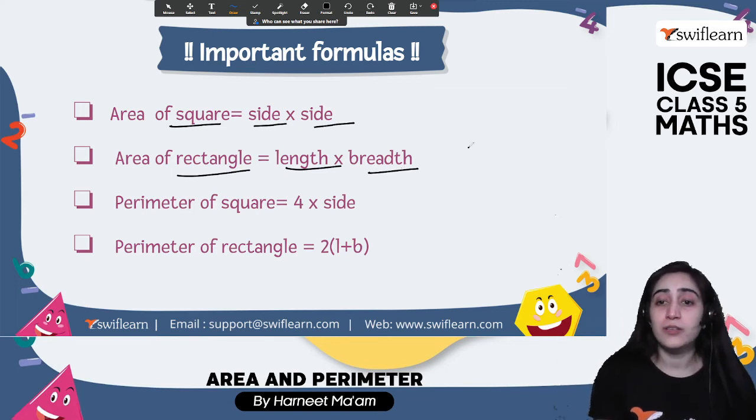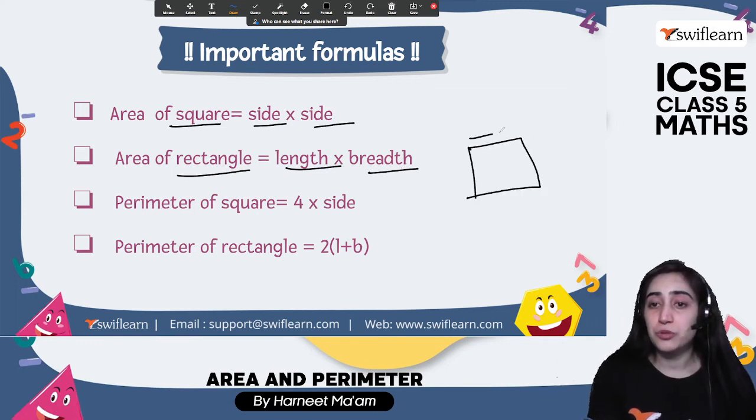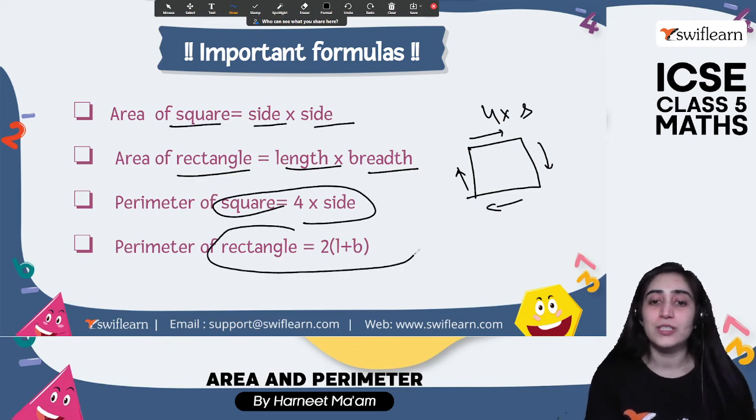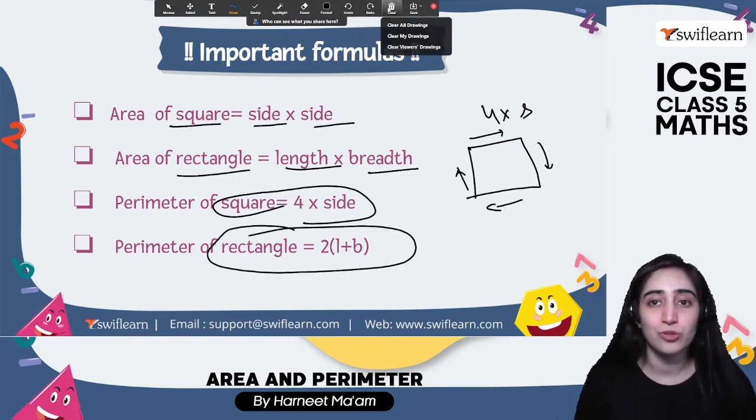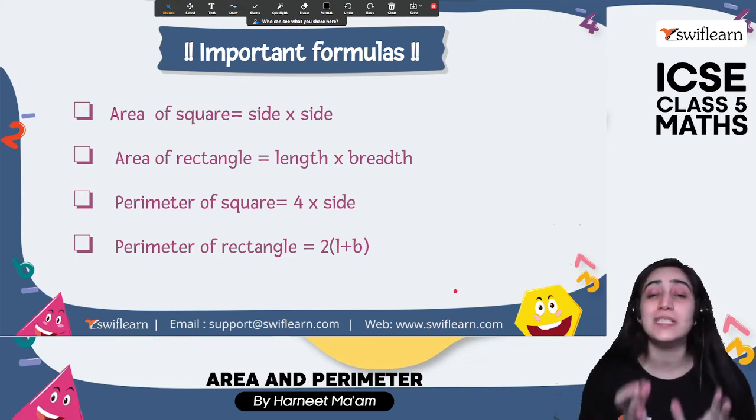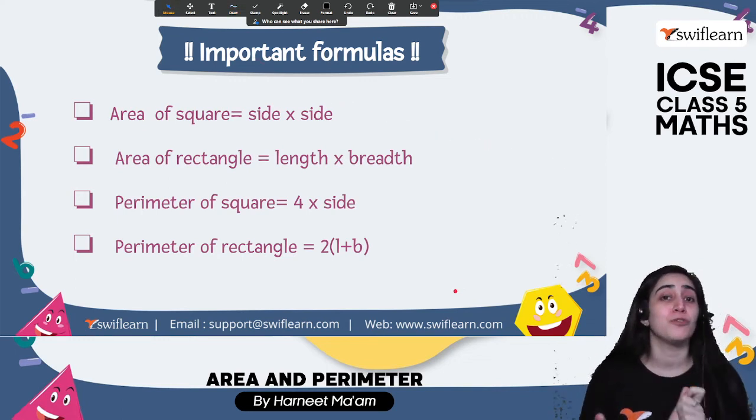Talking about the perimeter, it's only about the boundaries along which a person is moving. That's why the sides are the same. So we'll say 4 into side in case of a square. And in case of a rectangle, it's 2 times length plus breadth. So just erasing all this, kindly remember to take a screenshot because these are the notes that will be handy for you before going for the exams.